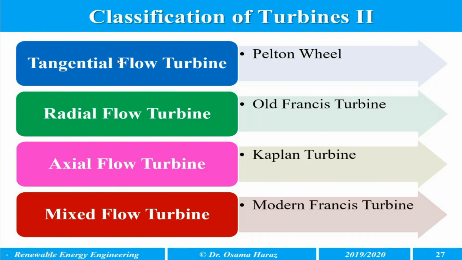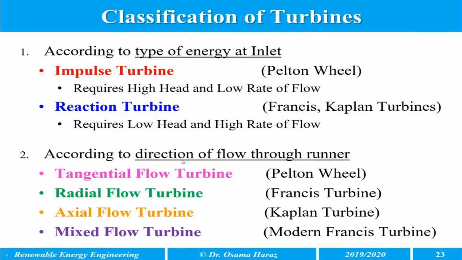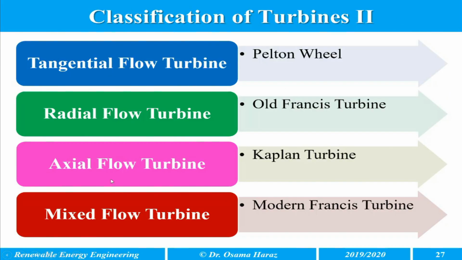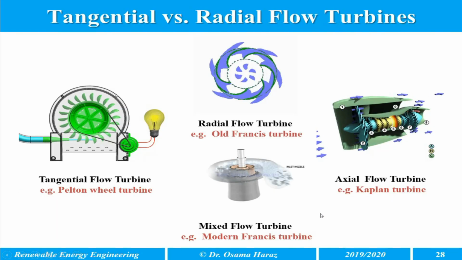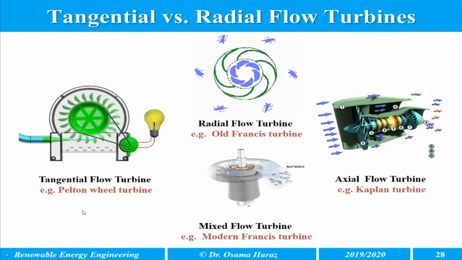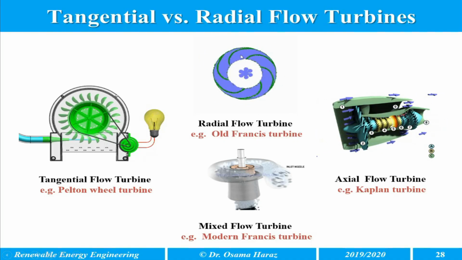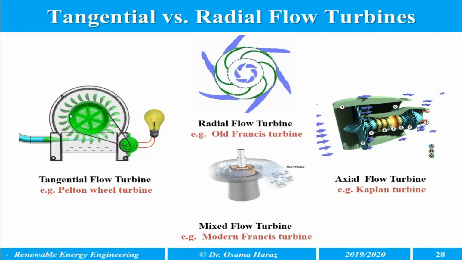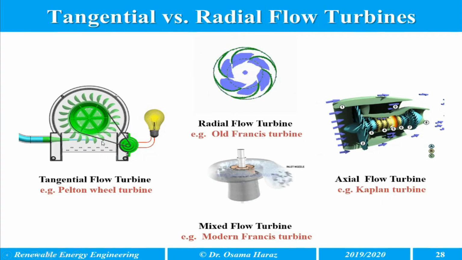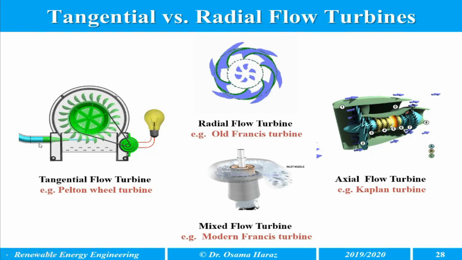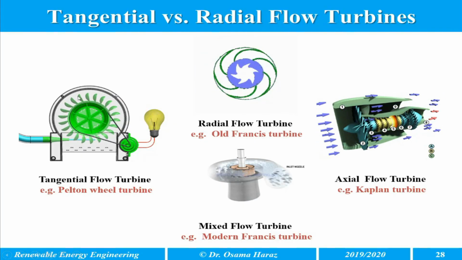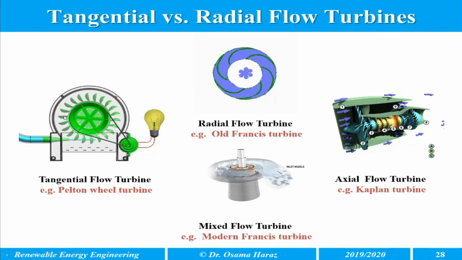The classification in terms of the direction of flow, we mentioned that there are 4 different types: tangential like Pelton, radial like old Francis, it was radial flow, axial flow like Kaplan, and mixed flow like modern Francis. We see here what's the difference between these four types, tangential versus radial flow. Here in Pelton wheel, the water is coming in this way, so the water flow is tangential to the turbine or the runner plate.